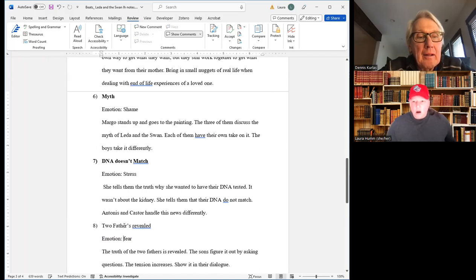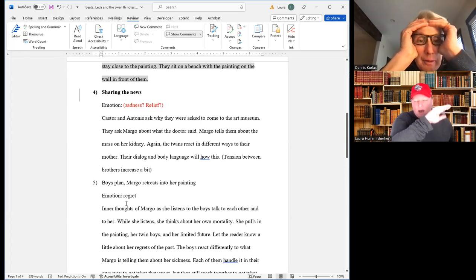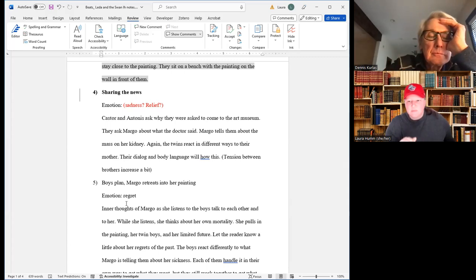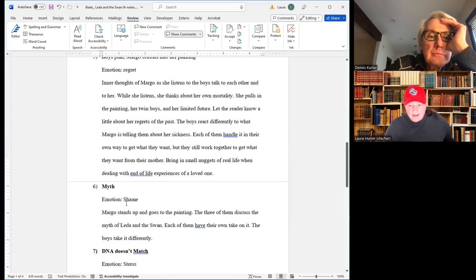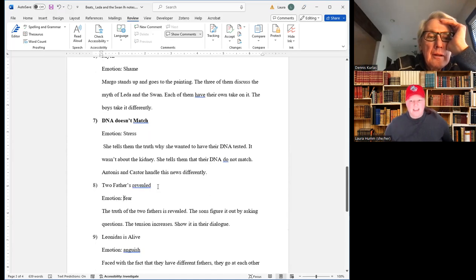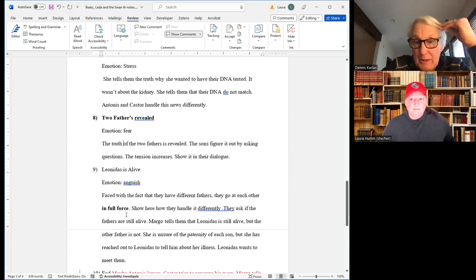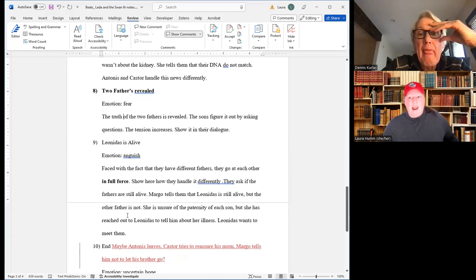And now your arc goes from the positive of peace and pride and love to then some sadness, into regret, into shame, into stress, and then directly into fear. And this is Margot's fear of actually telling about the fathers. And they're exploding on her about, like, I actually know who your father is.